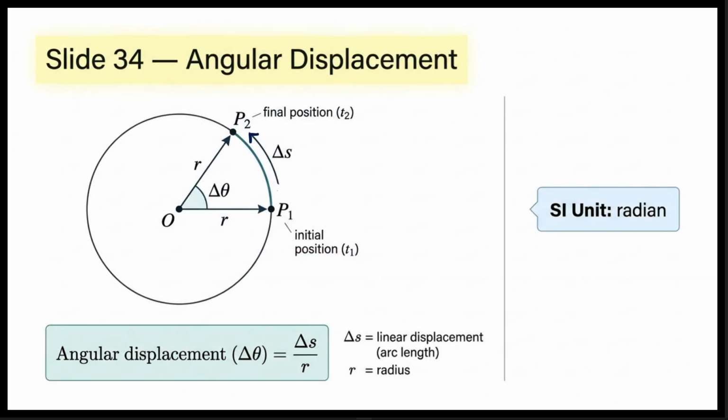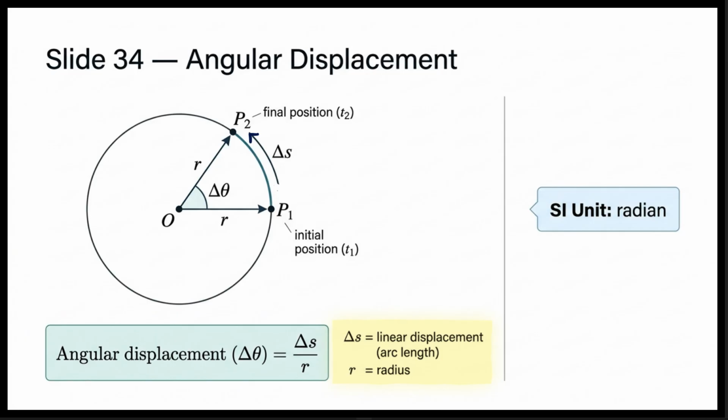To describe circular motion precisely, we shift from linear variables to angular ones. Angular displacement, delta theta, is the angle swept by the position vector at the center as the object moves from one point to another. The diagram shows initial position P1 and final position P2 on the circle, with angle delta theta between the two radii and arc length delta s along the path. The relationship is delta theta equals delta s over r, where r is the radius.